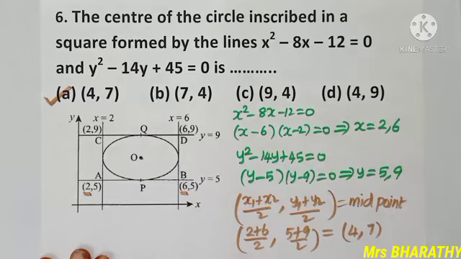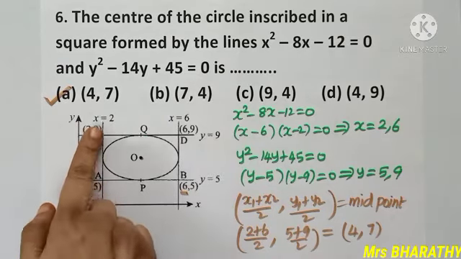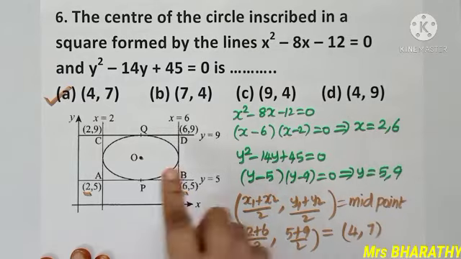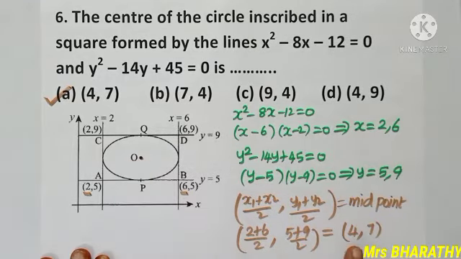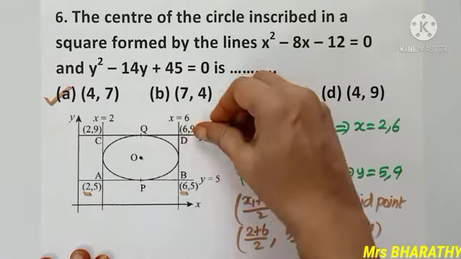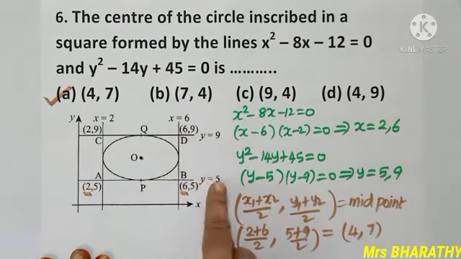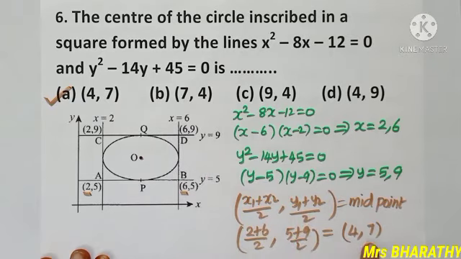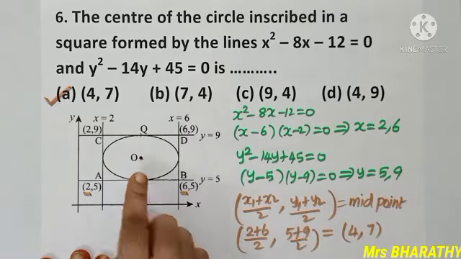So the circle is inscribed between x equals 2 and x equals 6. The mid value will be 4 for the x coordinate. And between y equals 5 and y equals 9, the mid value will be (5 plus 9) by 2, that is 7. So the center will be (4, 7).